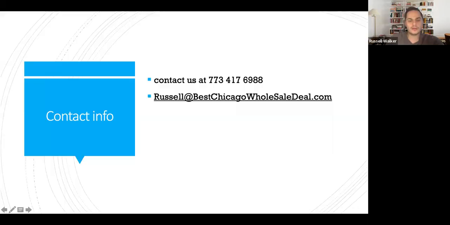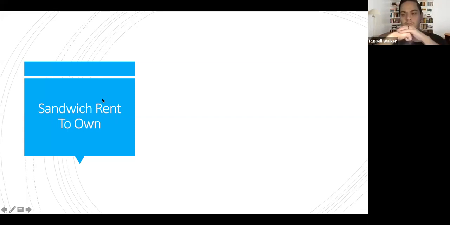Okay, today we're talking about the strategy that we're using to pick up cash flowing rental properties without getting into debt, without putting large down payments down. Sandwich rent to own is a strategy that we're using today to pick up properties, and we're going to go into deep detail on how you can do that in your own business as well.